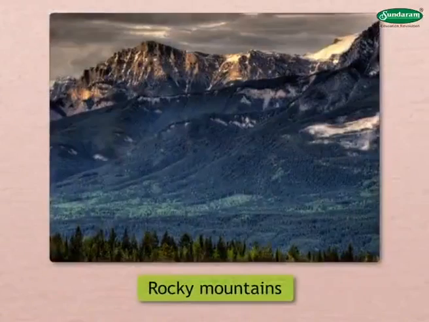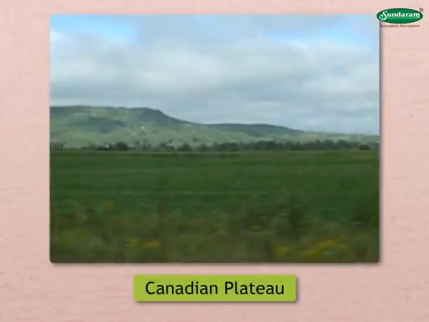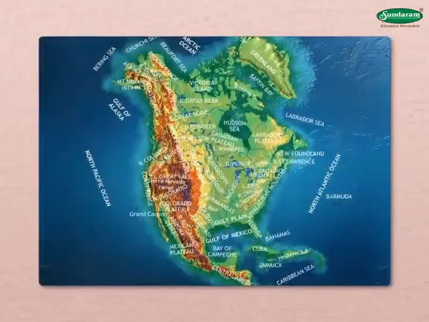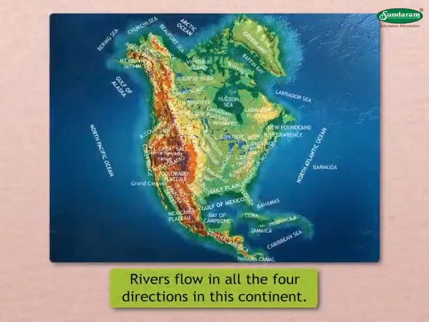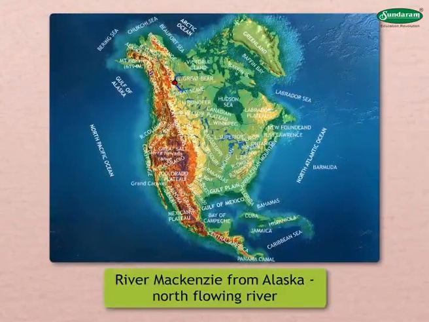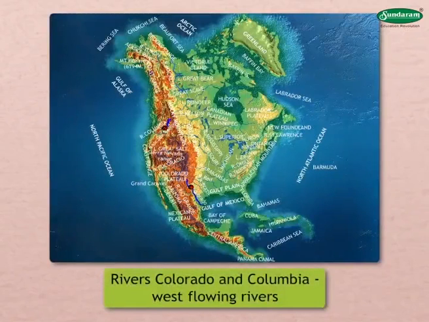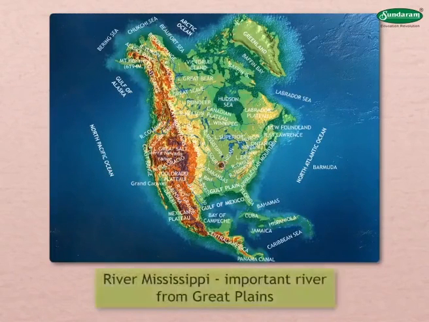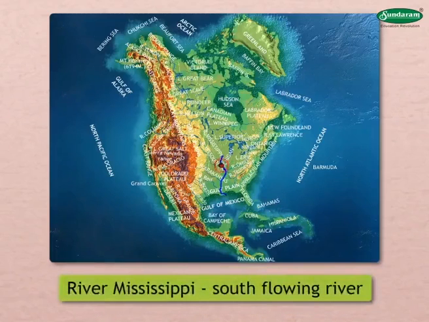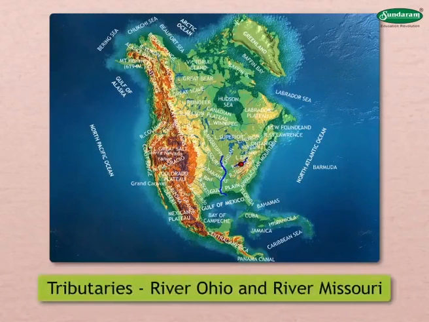Natural resources. Water resources. The Rocky Mountains in the west and the Canadian Plateau form the major water divides in the continent. Hence, we have rivers flowing in all the four directions in this continent. River Mackenzie from Alaska is a north-flowing river, whereas rivers like the Colorado and Columbia, originating in the Rocky Mountains, are west-flowing rivers. The Mississippi is an important river from the Great Plains, and it is a south-flowing river. It receives River Ohio and River Missouri as its tributaries.